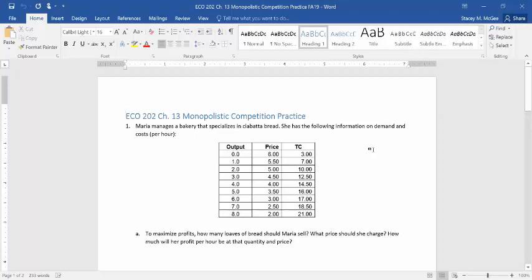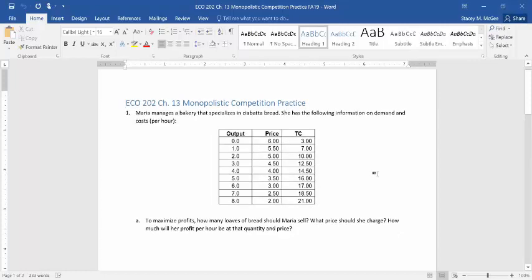Maria manages a bakery, and so what they've given us for this one is the output and the price. And again, these two things here together will equal the demand curve. And then we've got the total cost. So to maximize profits, how many loaves of bread should she sell?